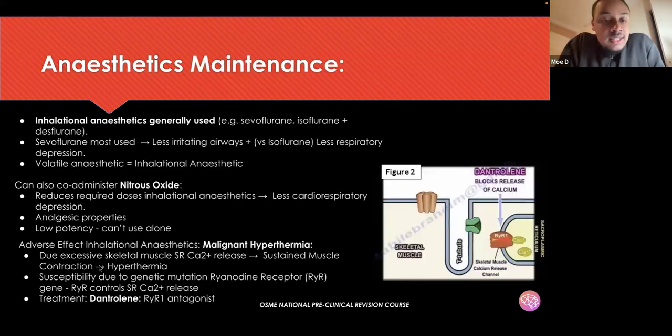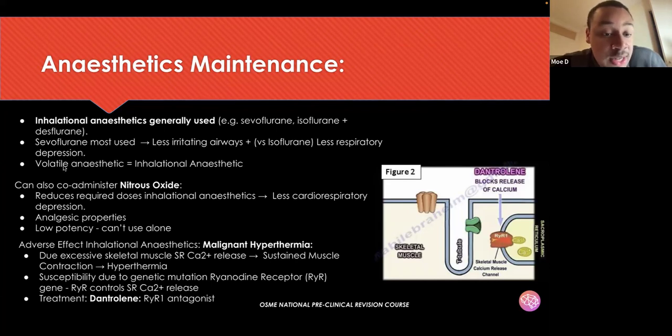In terms of maintenance, inhalational anesthetics are generally used, such as sevoflurane, isoflurane, or desflurane. Sevoflurane is currently the most used one, as it's less irritating to the airways. If you compare it to isoflurane, it has less respiratory depression. Another new emerging reason is that sevoflurane contributes less to global warming compared to the other inhalational anesthetics, so it's becoming a more desirable volatile anesthetic to use in this context.